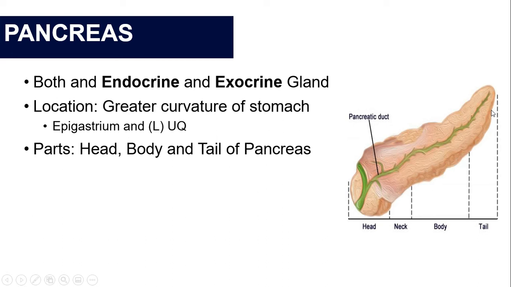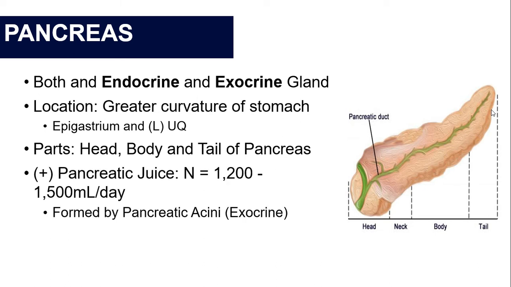Again, as I mentioned earlier, it is both an exocrine and an endocrine gland. The exocrine portion of the gland produces a secretion that contains enzymes capable of hydrolyzing proteins, fats, and carbohydrates. This exocrine portion produces pancreatic juice, which normally amounts to 1,200 to 1,500 ml per day. This pancreatic juice is formed by the pancreatic acini, which carry out the exocrine gland functions.